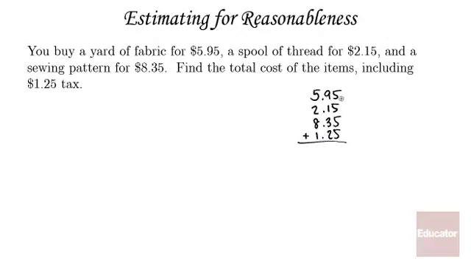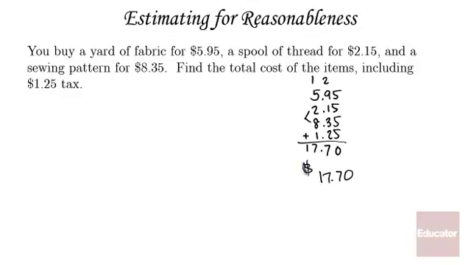5 and 5 is 10, and 5 and 5 is 10, so that's 20. 9 plus 1 is 10, and then that's 12, 15, 17. Notice that I'm adding the numbers that go together to create pairs first. For example, 8 and 2 is 10. I'll add those first. Plus 5 is 15, 16, and 17. So $17.70 is my answer.